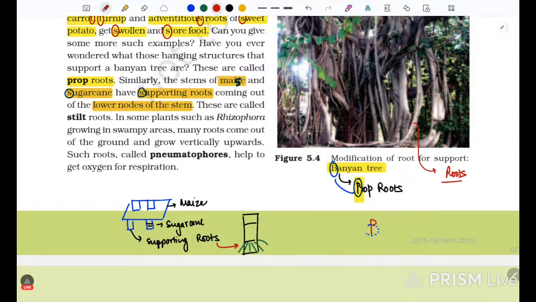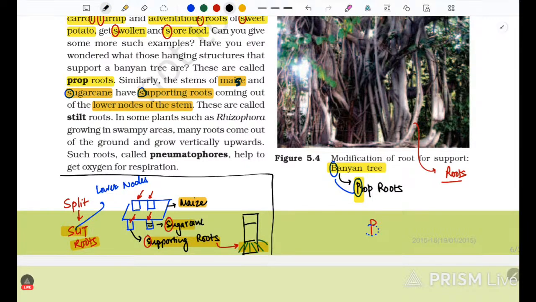After that please remember, this is sugarcane, this is supporting. And can you see I have drawn 1 2 3 4 in the diagram? I've tried to split them, so that's why this is called slit roots. The example of maize, the example of sugarcane, the supporting roots which are coming from the lower nodes are the slit roots. L for what? L for coming from the lower nodes. So I'm going to give you some time so that you can write this part.